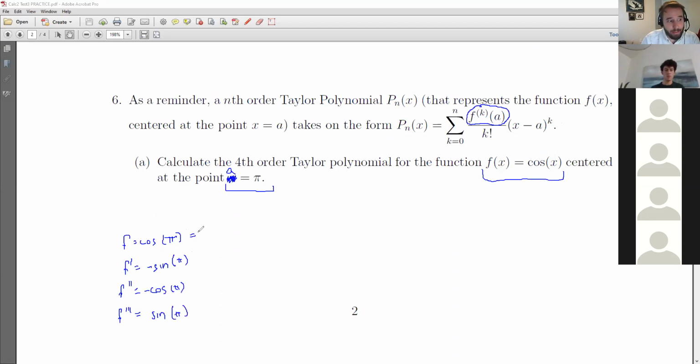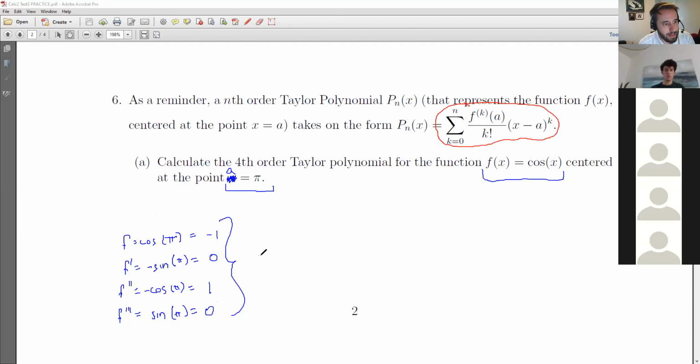right? So cosine of pi is -1, sine of pi is 0. This becomes a +1. Let me write that better. That just becomes +1. And then sine of pi is again 0. So we have to know all of those facts. But once we do, this just becomes a matter of plugging into this entire equation up here, right?